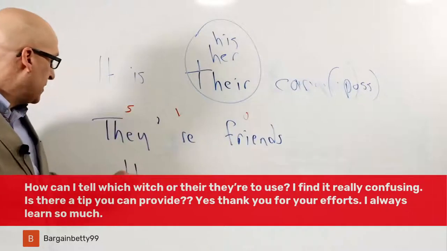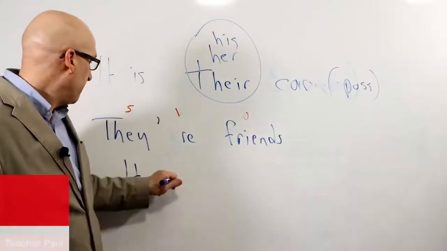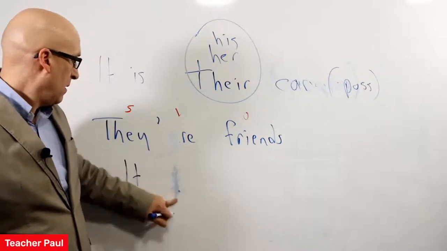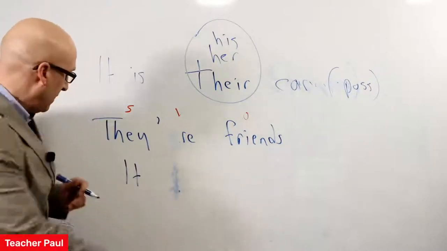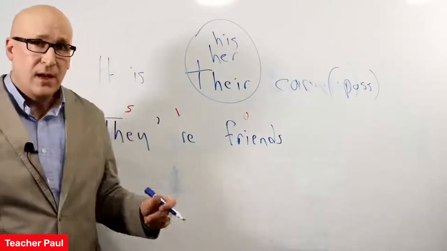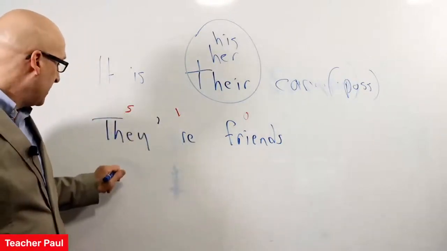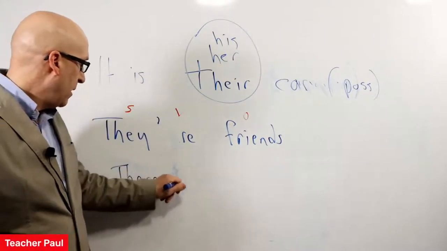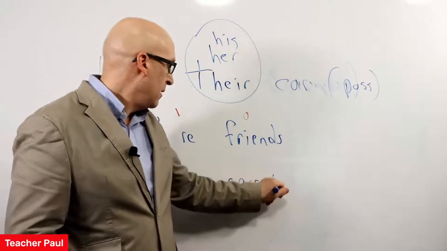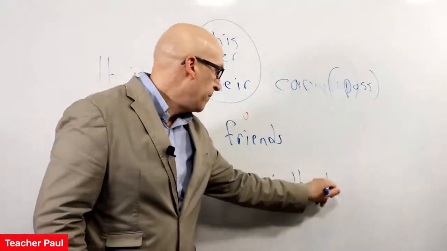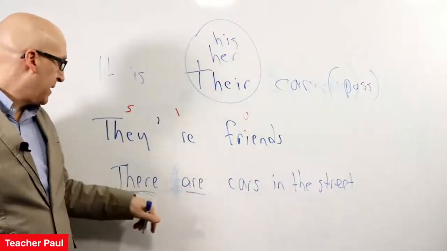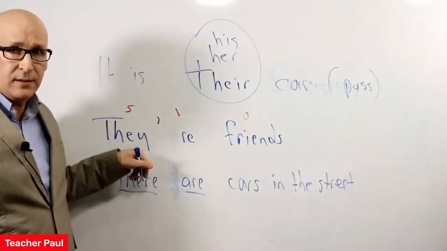So you could say it is. Let me just put that. There are two positions that there in this spelling often goes in. One is here. There are cars in the street. Okay? It's a subject, it's a verb, and you can't collapse those the way you can here, right?